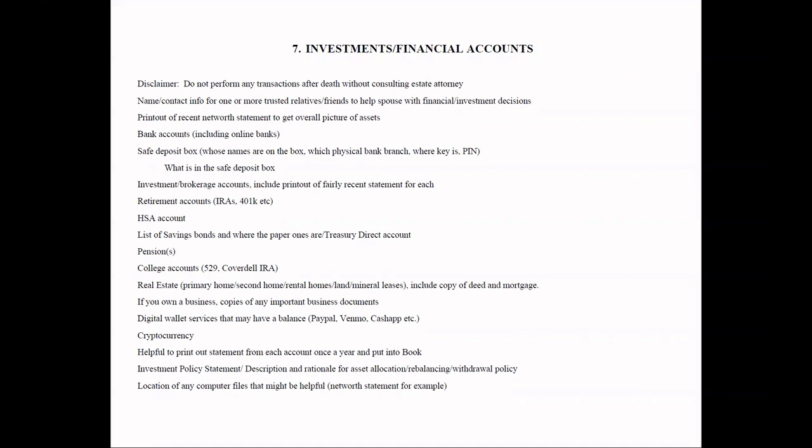If you own a business, I don't know anything about this, but I have certain business documents that you may want to include information about. And these are some newer things, digital wallet services that have a balance. You could have $500 in your PayPal account, Venmo, Cash App, that kind of thing. I know nothing about this, but cryptocurrency, you may have a cryptocurrency wallet somewhere that has a lot of money in it.